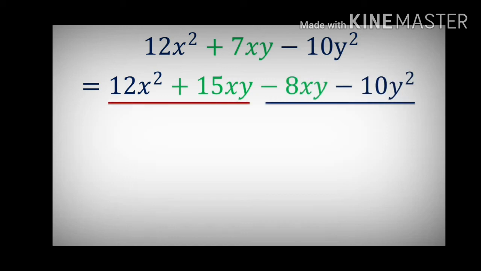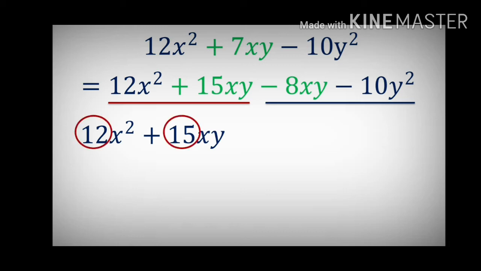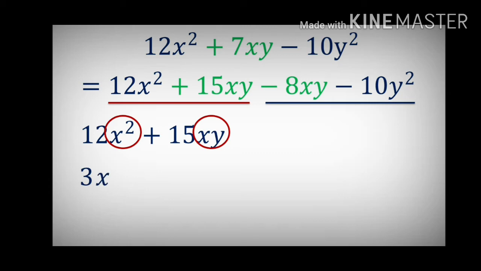So we'll group them. You can see here, we will consider separately 12x squared plus 15xy. How to take out the common? As you can see here, the numbers 12 and 15. What is the HCF of 12 and 15? You have to find the common factor of 12 and 15. The common factor of 12 and 15 is 3. Next, x squared and xy. What is common in x squared and xy? X squared means x into x. So x into x, x into y. The common is x.